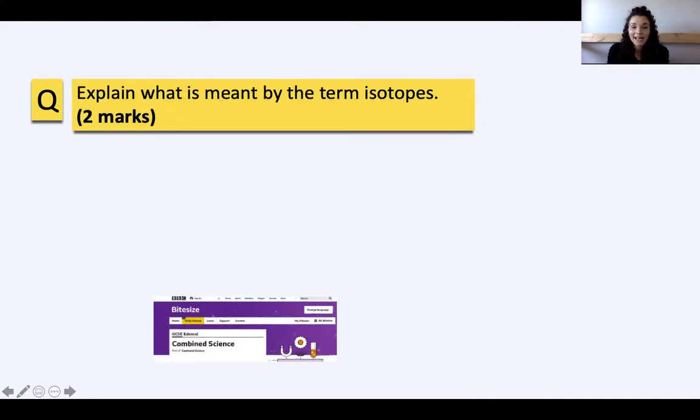Okay, and if you can answer this question for me, explain what is meant by the term isotopes. Now remember, this is worth 2 marks, so you need to be writing 2 separate points, all right? So if you can pause the video now and have a go at that, and we'll mark it in a moment. Remember, there's always the BBC Bitesize website for you if you need a little bit of extra information about this, or just to go over something again.